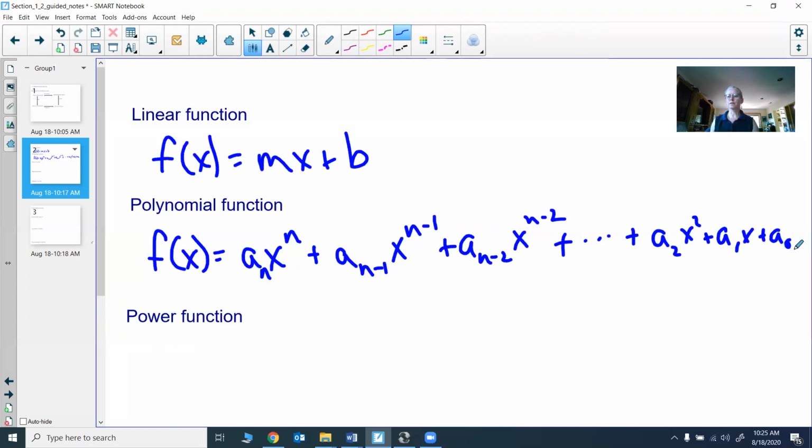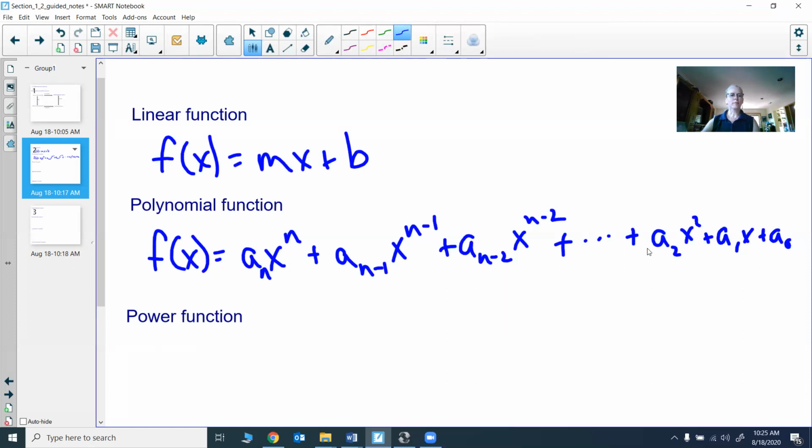A sub 0 is a constant term. A sub 1 x is your linear term. So basically a linear function is a polynomial function. We like to call them something different, but they're really not. They're just polynomials that stop at degree 1. Quadratic stops at degree 2, and so forth. So this is known as a degree n polynomial function. The a sub n's are just your coefficients, whatever number describes it.